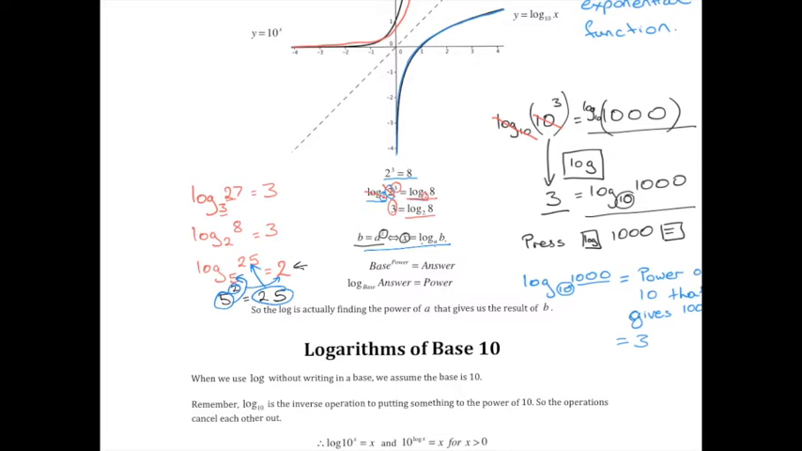So if you've got a base to a power equals some answer, then log of the answer with the same base equals the power. Now that might all sound confusing, but I think the best way to understand it is using these numerical examples. Okay? So the log is actually finding the power of a that gives us the result of b.